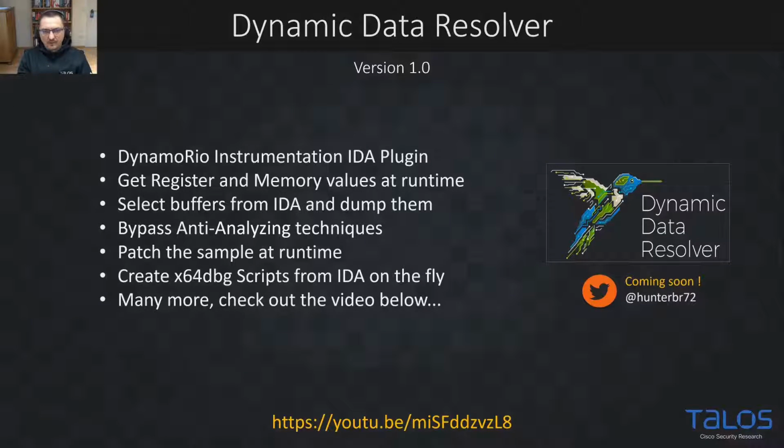Okay, something completely different before we move to the QA section. We are going to release Dynamic Data Resolver version 1.0 very soon. This is a reverse engineering plugin for IDA, and it is based on DynamoRIO instrumentation. It is supposed to help you analyze malware samples which are using anti-analysis techniques. So you can dump buffers and get dynamic values from registers and memory and so on. If you're interested and if you don't want to miss the release date, you can follow me on Twitter. And if you want to see more details about how it looks, you can watch the YouTube video, which you can find here on the slide at the bottom.